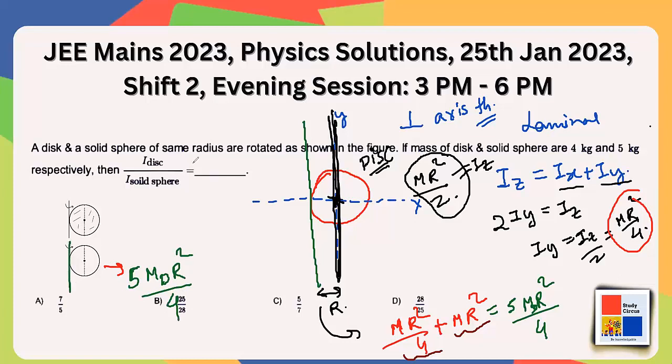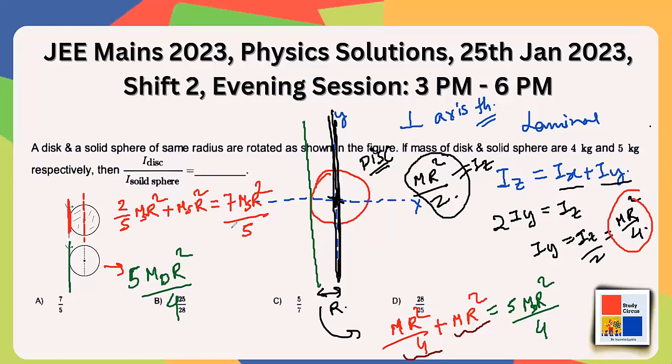And the sphere is 3D, so we can't apply any such perpendicular axis theorem, but we can apply the parallel axis theorem. About the center of mass of the sphere, the moment of inertia is 2 by 5 ms r square, where ms is the mass of the sphere. Then about this axis, I'll again use the parallel axis theorem and add ms r square to that. So this is ultimately 7 by 5 ms r square, where ms is the mass of the sphere and md is the mass of the disk.